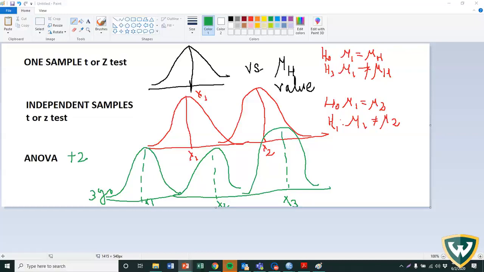Alright, so what is an ANOVA? It's a statistical method for examining differences in means of more than two groups. It stands for, actually as a word, analysis of variance. So ANOVA is short for analysis of variances.